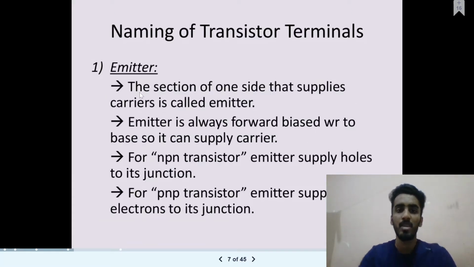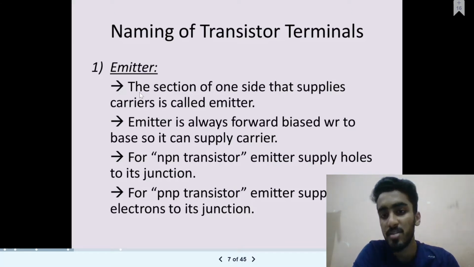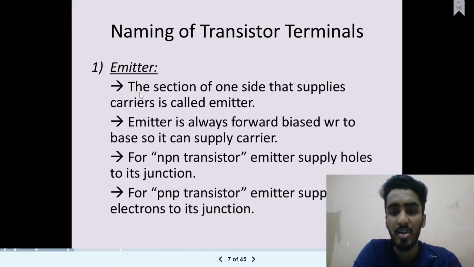Now the emitter. The section on one side that supplies the carriers is called the emitter. The emitter is always forward biased with respect to the base so it can supply carriers. For an NPN transistor, the emitter supplies holes to its junction. For a PNP transistor, the emitter supplies electrons to its junction.